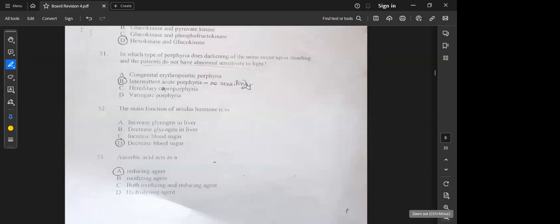So number 51, the question asks, in which type of porphyria does darkening of the urine occur upon standing and the patients do not have abnormal sensitivity to light? In which type of porphyria does the darkening of urine occur upon standing and the patients do not have an abnormal sensitivity to light?